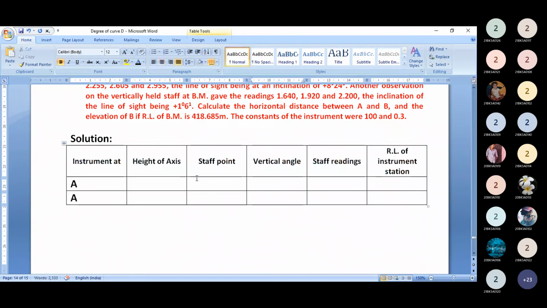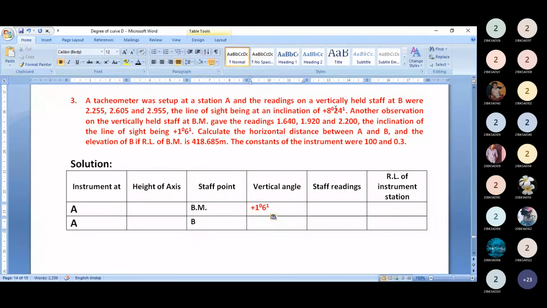It may be a little late because it is an online class now. So you take this staff point. First one is the staff at benchmark, and next one is the staff at station B. When they bisected to benchmark, the vertical angle is plus 1 degree 6 minutes, and when they bisected to B, the vertical angle is plus 8 degrees 24 minutes.